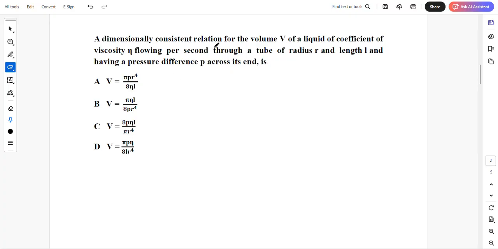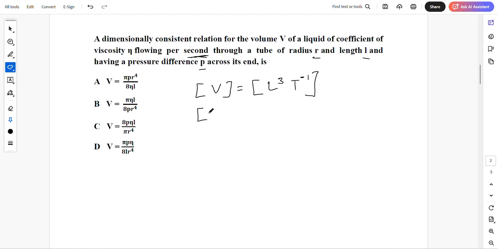A dimensionally consistent relation for the volume V of a liquid of coefficient of viscosity eta flowing per second, through a tube of radius r and length L having a pressure difference P across its ends. On the left hand side, what is given? Volume per second, that is V. Volume is L cube, per second means t to the power of minus 1. On the right hand side, so many things are there.